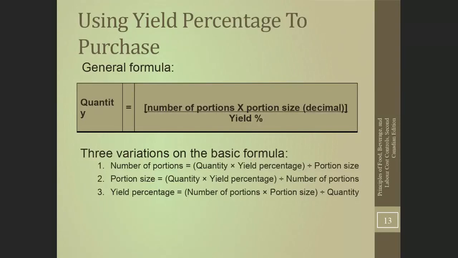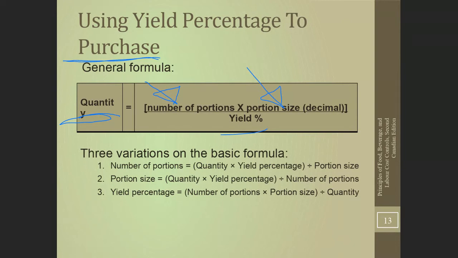So you can use the yield percentages to understand how much you need to purchase. Okay. If you know the number of portions that you need to make and the portion size of those portions, and divide it by the yield percentage, it'll give you the quantity that you need to purchase in order to make that amount of portions at that portion size.